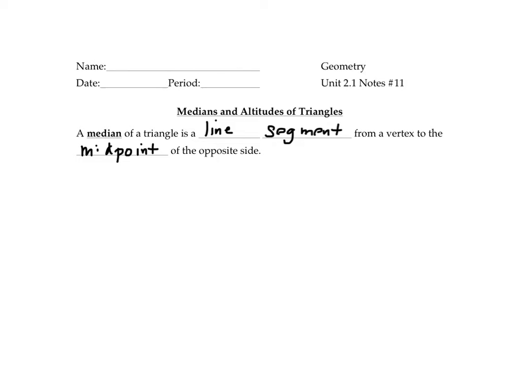So let's take a look at a triangle. I'll just show you one median to start with. So in this triangle, if we are given information that this point was the midpoint of this side, either through markings or written given information, if we connected this vertex to that midpoint, this line segment that we'll call AM would be an example of a median.